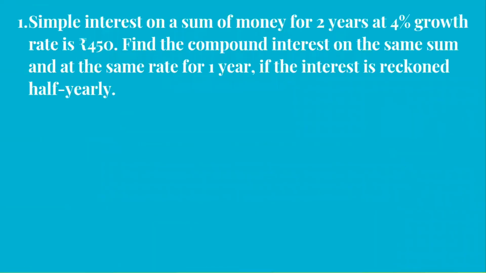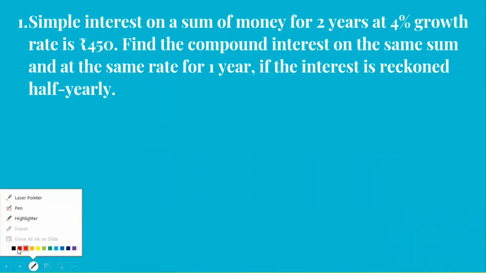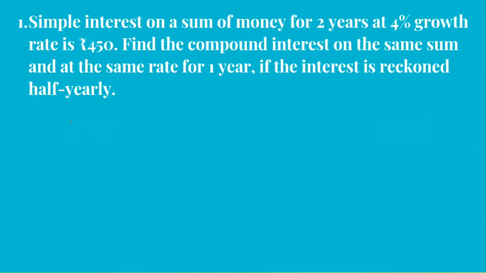So we start with the first question. The question says: simple interest on a sum of money for 2 years at 4% growth rate is rupees 450. Find the compound interest on the same sum and at the same rate for 1 year if the interest is reckoned half yearly. Got the question?